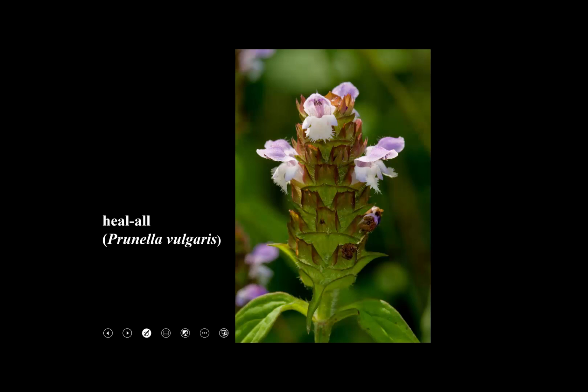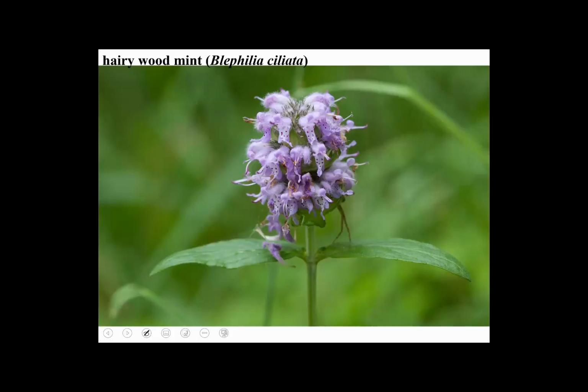Heal-all has two such varieties, a native variety and an introduced variety. And there are some subtle differences in the shape of the leaf base. I think this is the introduced variety, heal-all. Here's a lovely native wildflower called hairy woodmint, Blephilia ciliata.